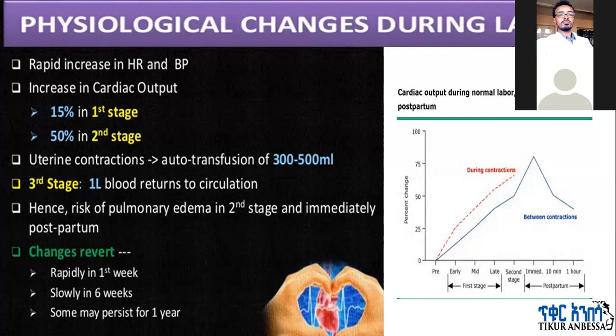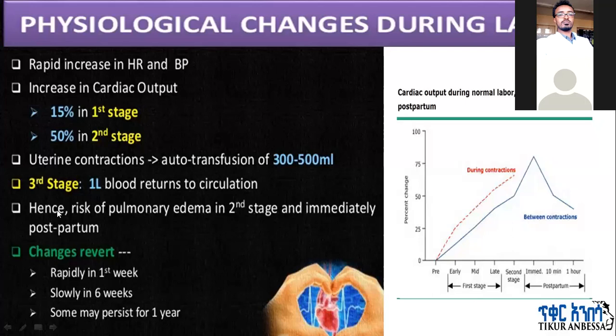Mind you, this is on top of the 30 to 50% increase in cardiac output because of those pregnancy-related physiologic changes. So it means the cardiac output almost doubles as compared to the pre-pregnancy level. And because of uterine contraction, up to 500 ml of blood will be released to the systemic circulation. So during that period, cardiac output could reach a total increase of 75%. And so the maximum is seen during the second stage of labor.